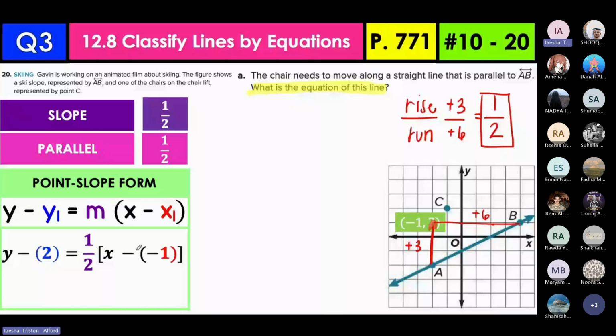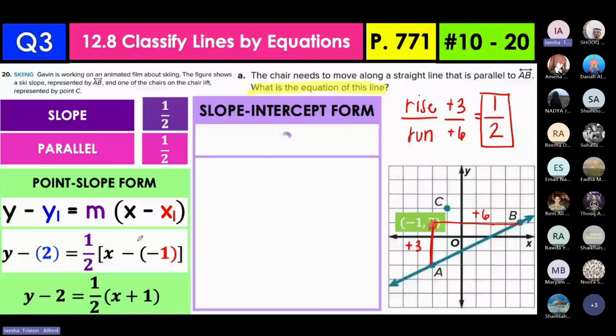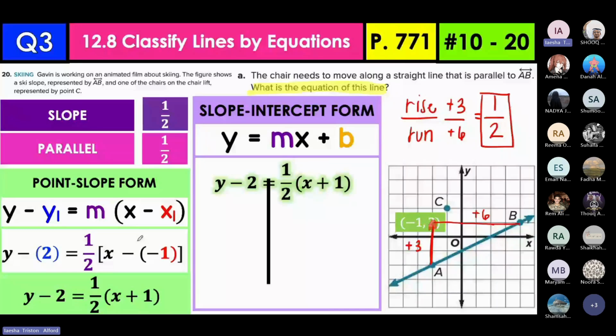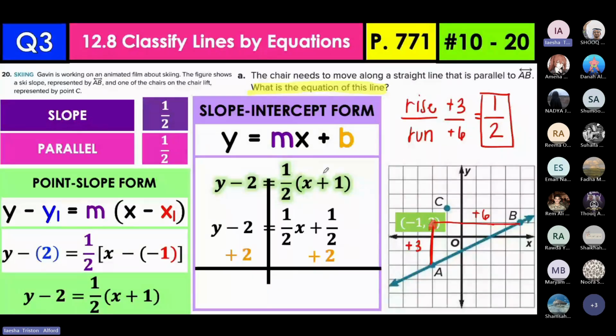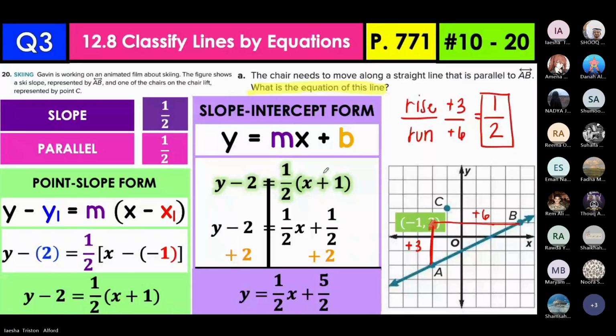Then remember, we have to change it to slope-intercept form. So 1/2 multiply x, and 1/2 multiply by positive 1, you get this. Add to both sides. Your equation is going to be y is equal to 1/2x plus 5/2. So this is one way to write the equation.